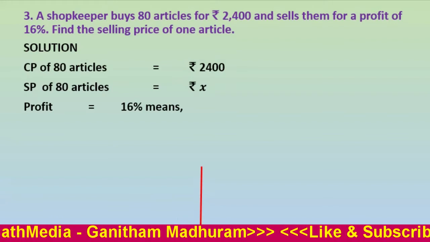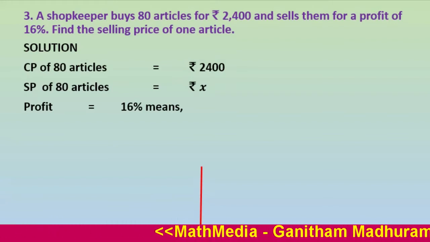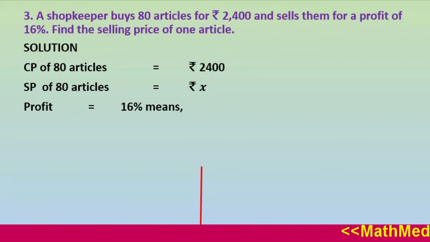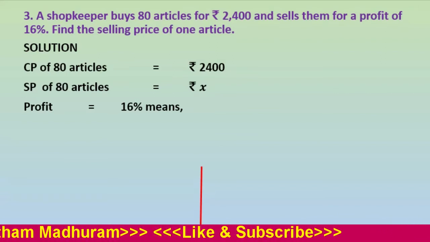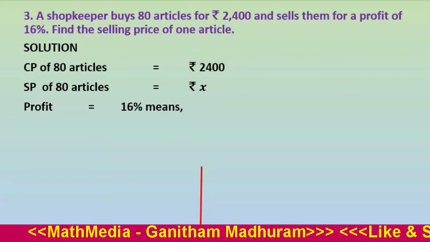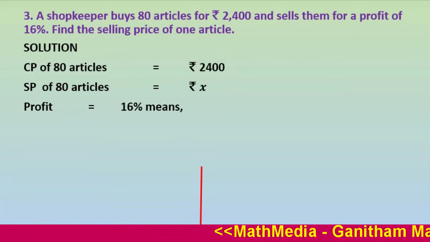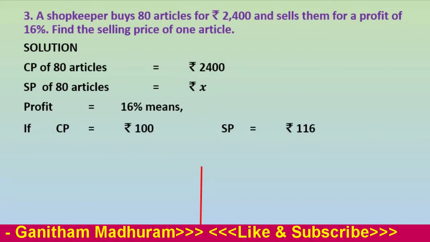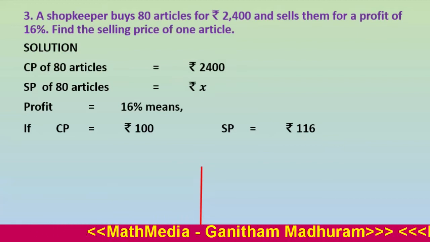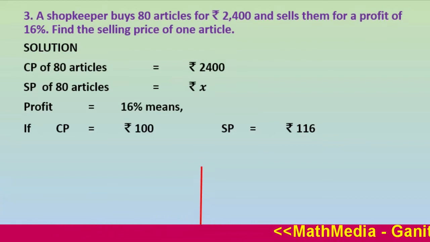So better the easy method is to get the SP. Profit is given, you add with 100. Loss is given, you subtract from 100, then you will get SP. So profit 16% means if CP equal to rupees 100, SP equal to rupees 116.